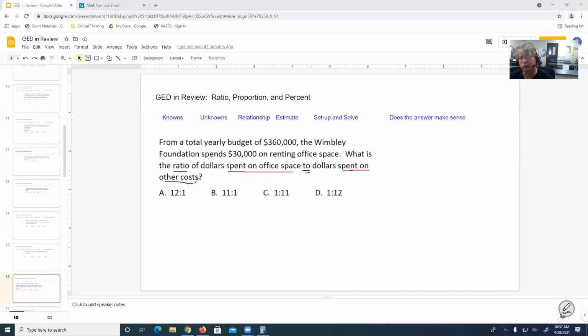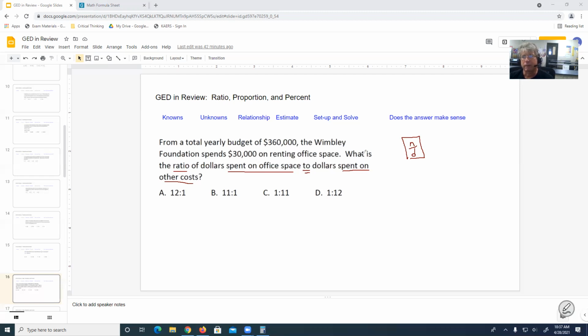Now for the GED, the easiest way to write a ratio is using what we call a fraction format, because with a fraction, you can use the N over D button on the GED calculator. You can type that fraction into the calculator, and the calculator will reduce it for you. Unfortunately, I don't have a GED calculator, so I have to do it another way.